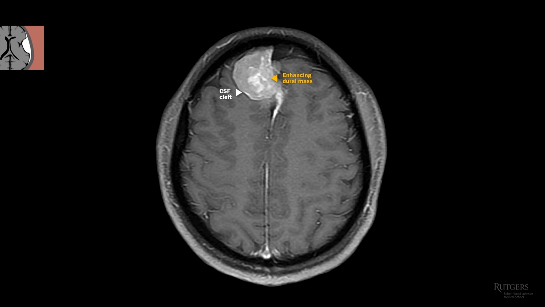This so-called CSF cleft tells us that the mass is extraaxial. And second, there is this dural tail. This is a meningioma, the most common extraaxial neoplasm. Meningiomas are usually benign but can grow large, cause vasogenic edema, and invade venous sinuses.